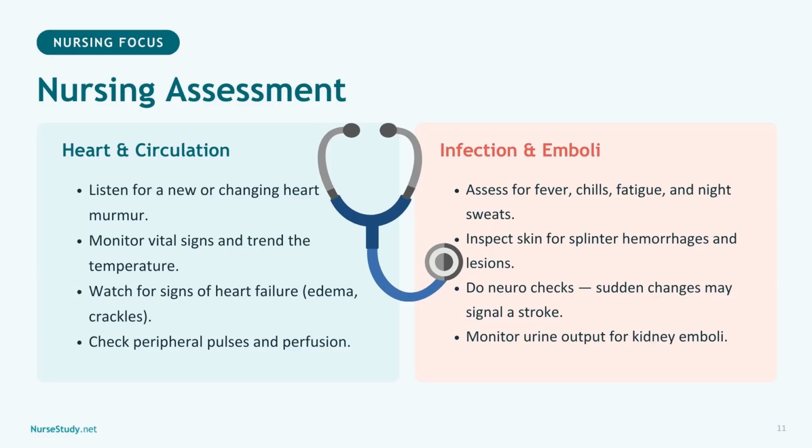Bucket two is infection and emboli. We assess for fever, chills, fatigue, and night sweats. We inspect the skin for those splinter hemorrhages and lesions. We do neuro checks because remember, a sudden change could mean a stroke. And we watch urine output because emboli can hit the kidneys. So two buckets, the heart and the infection with its travelers.